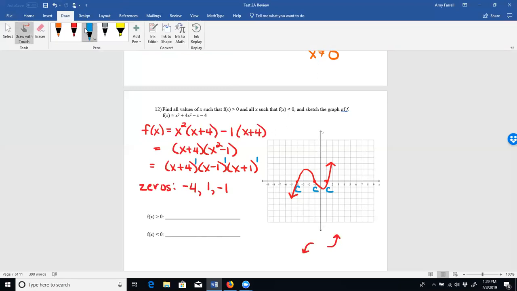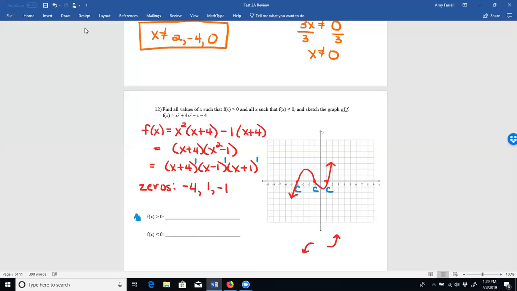It also asks me where f of x is greater than 0 and where it's less than 0. For f of x greater than 0, I'm going to use blue here to just kind of trace it. This is where f of x is greater than 0. So for that part of the graph, I'm going to use intervals of x values. So when x is between -4 and -1, f of x is greater than 0. Also, when x is bigger than 1, f of x is greater than 0. So those are my intervals for where f of x is greater than 0.